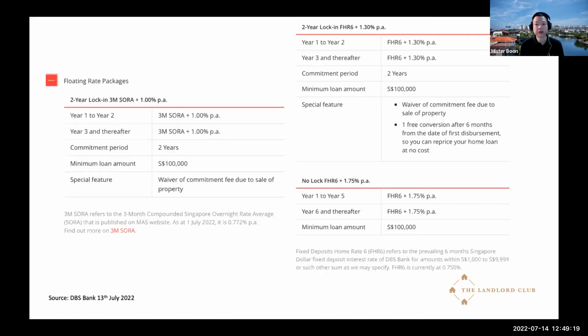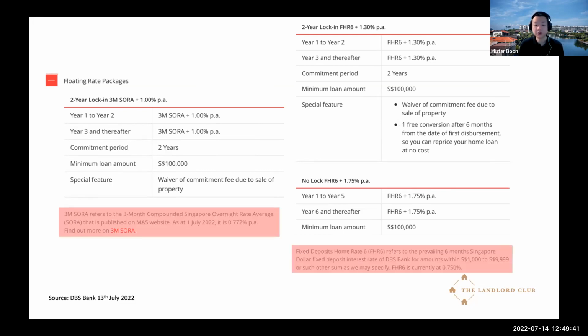Okay, this is one of the packages brought out by one of the local banks. They now give 3 types of bank package. First is the floating rate. You can see they have different definitions: they plug to SORA, 3 months SORA, or the fixed deposit home rate, FHR 6. Previously they used FHR 8 or FHR 12, but nowadays they have shortened the period. So it depends on which benchmark they are using.